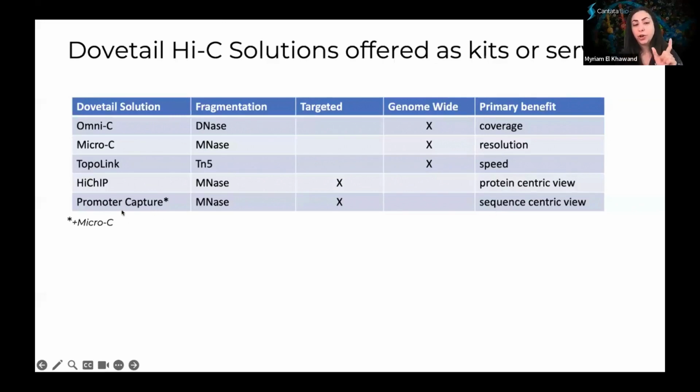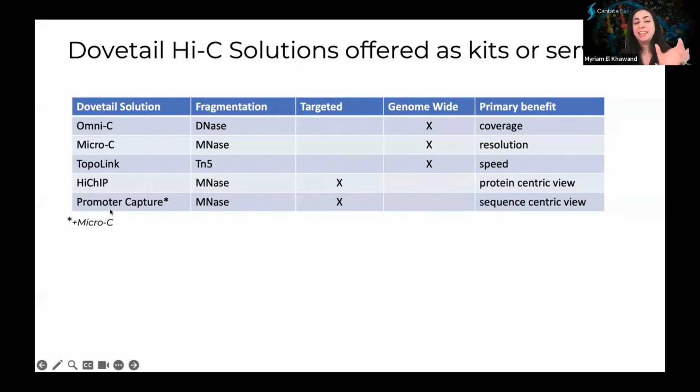I added this note next to promoter capture just to highlight that if you're asking for a promoter capture as the right assay for you, you're actually going to be getting Micro-C as well. Because with a promoter capture, you first run a Micro-C workflow and a Micro-C library preparation. And that library would be your input for the promoter capture. So you use that library to hybridize with your probes and then continue on with this enrichment workflow.